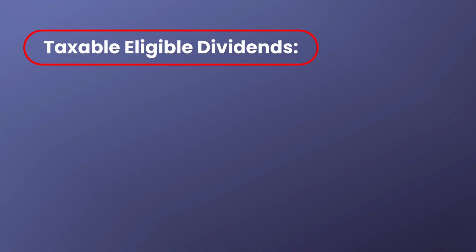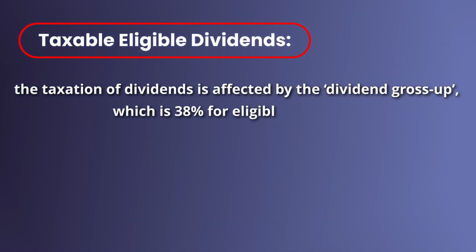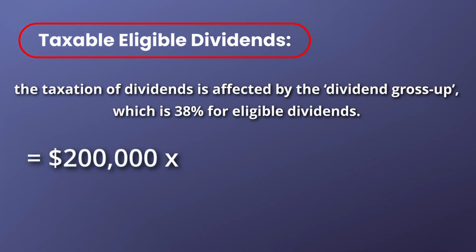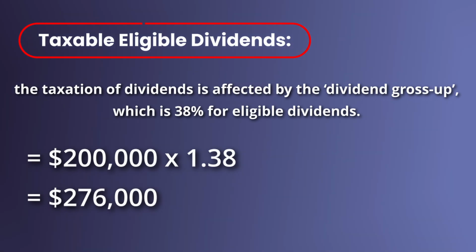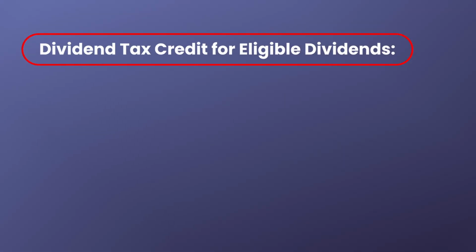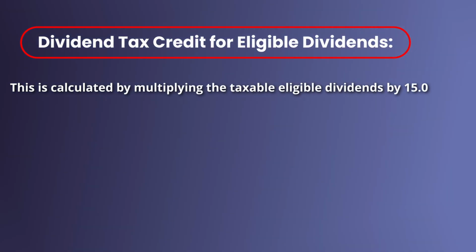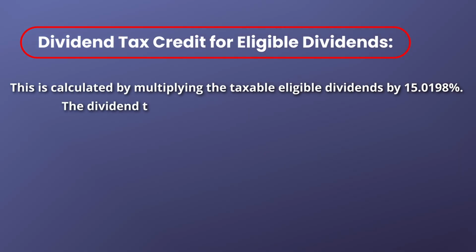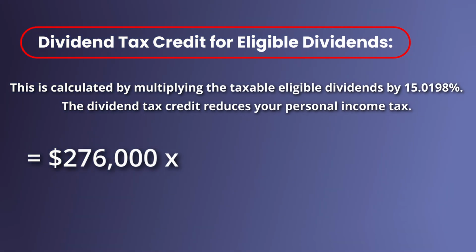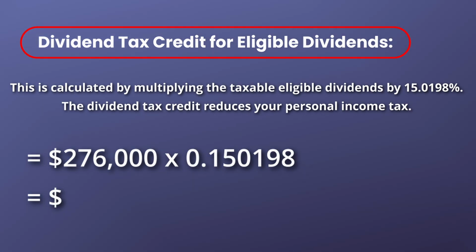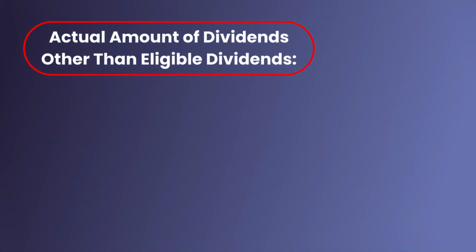Taxable eligible dividends. The taxation of dividends is affected by the dividend gross up, which is 38% for eligible dividends. $200,000 multiplied by 1.38 equals $276,000 of taxable eligible dividends. Dividend tax credit for eligible dividends. This is calculated by multiplying the taxable eligible dividend by 15%. The dividend tax credit reduces your personal income tax. $276,000 multiplied by 15% is equal to $41,454.